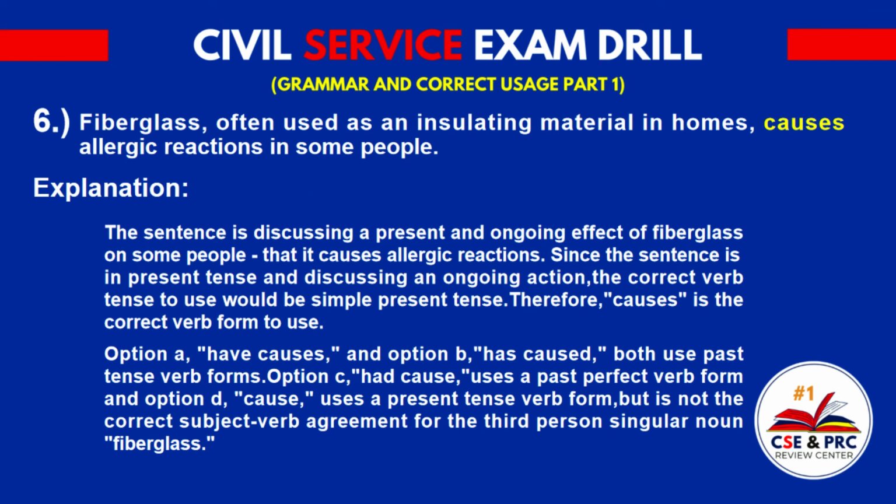Explanation. The sentence is discussing a present and ongoing effect of fiberglass on some people, that it causes allergic reactions. Since the sentence is in present tense and discussing an ongoing action, the correct verb tense to use would be simple present tense. Therefore, causes is the correct verb form to use. Option A, have causes, and Option B, has caused, both use past tense verb forms. Option C, had cause, uses a past perfect verb form, and Option D, cause, uses a present tense verb form, but is not the correct subject-verb agreement for the third-person singular noun, fiberglass.